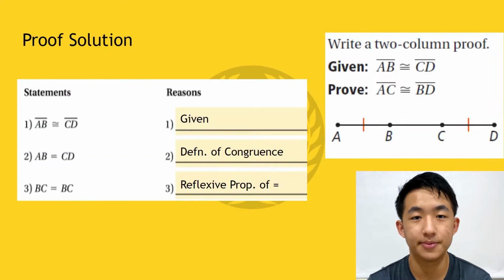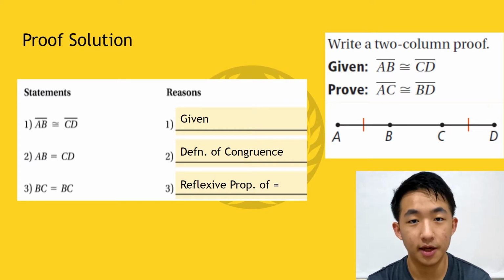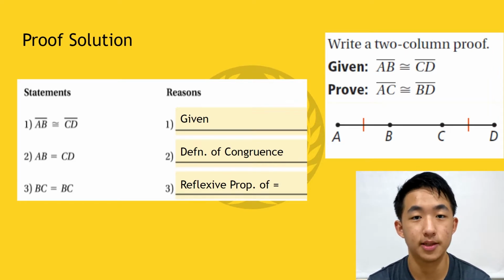Okay, time has now elapsed. Let's move on to the solution. So first of all, in all two-column proofs, we have to write out the given statement. In this case, the given statement is segment AB is congruent to segment CD. So we write that out as our first statement and our reason would just be given.